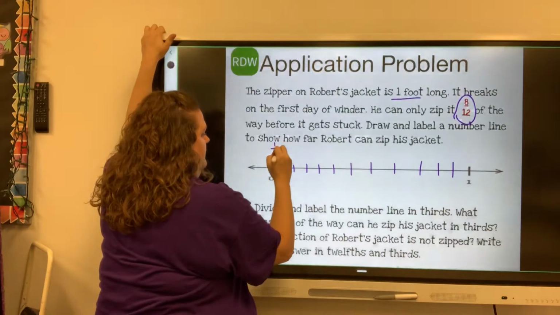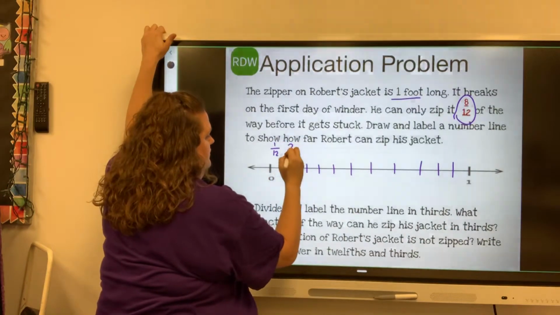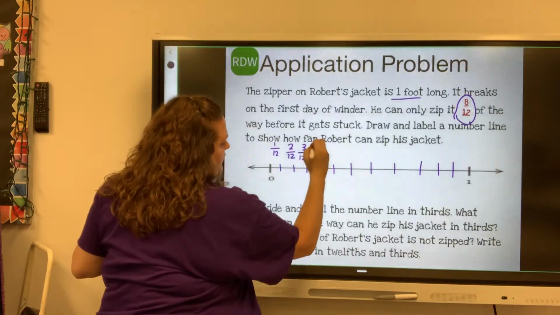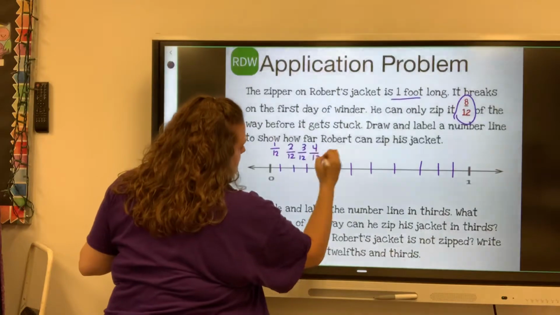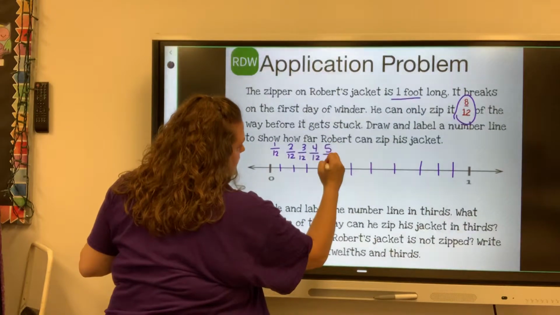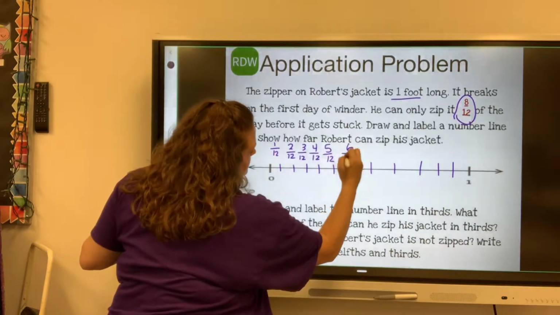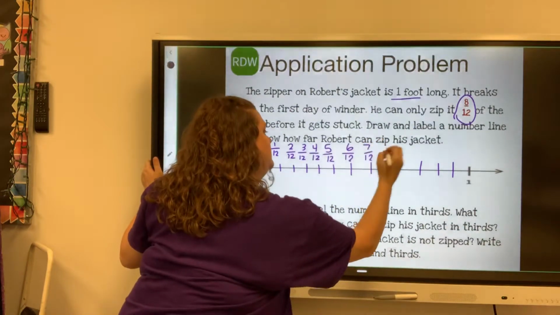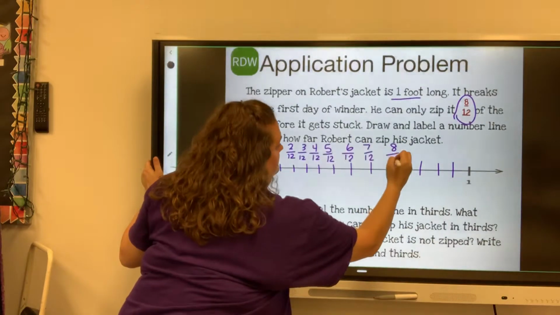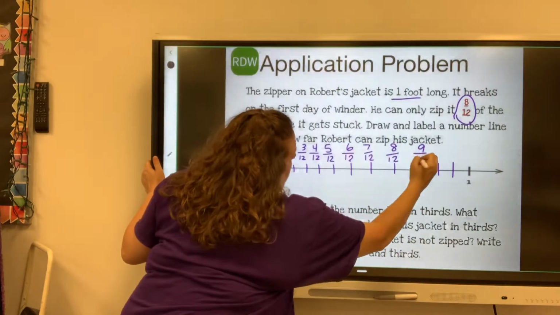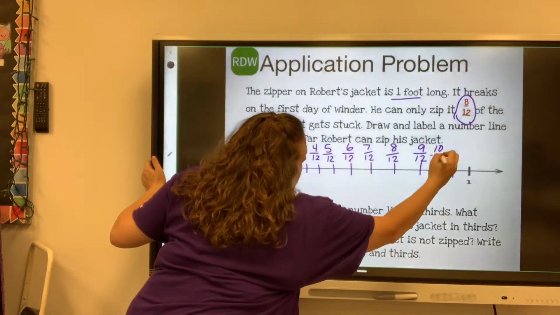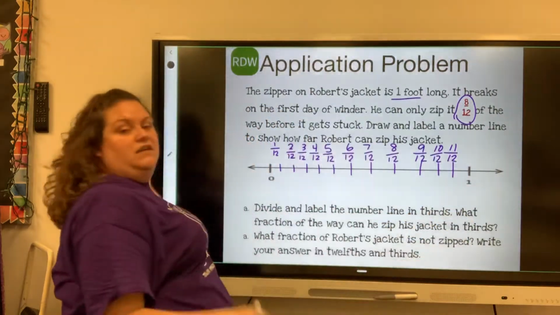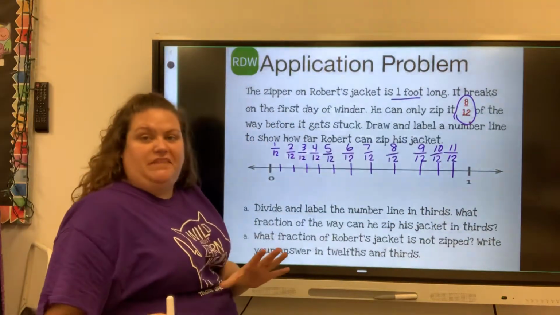1/12, 2/12, 3/12, 4/12, 5/12, 6/12, 7/12, 8/12, 9/12, 10/12, 11/12, and that 1 is 12 over 12. So I'm actually going to leave that one alone.